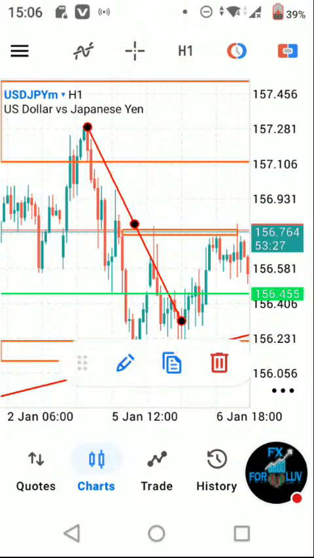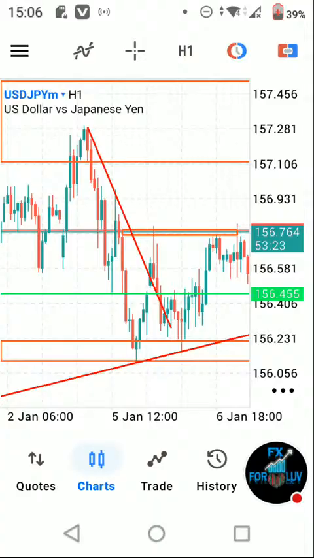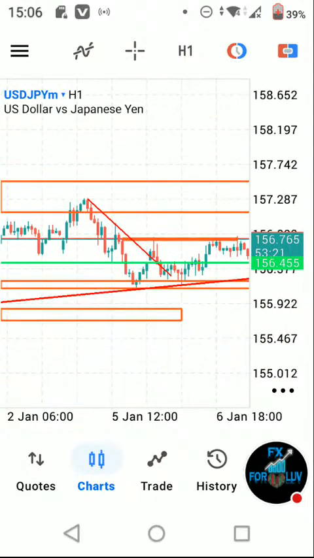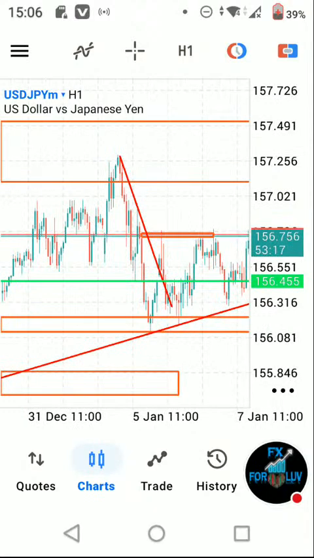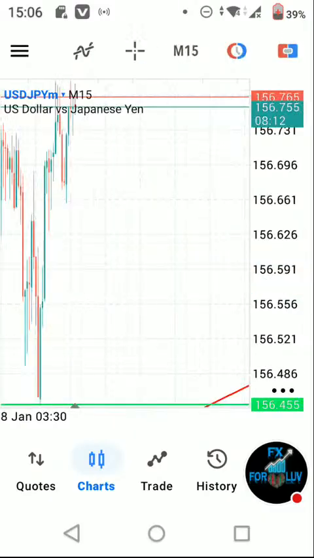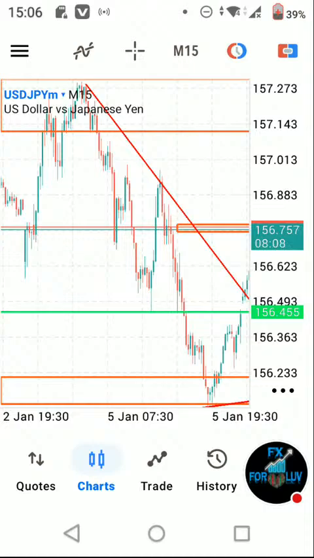Price came and rejected. I've not drawn it super clearly, but two points are enough. So you can see that price came very well, and what did price do? Price came to that supply zone and got rejected. So let me head over to my M15 and you'll see what I'm talking about. So this is USDJPY we're talking about.